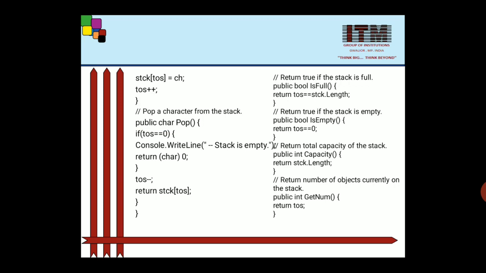And to obtain the total capacity of the stack, that is the total number of elements it can hold, call capacity. To obtain the number of elements currently used on the stack, call getNum. These methods are useful because the information they provide requires access to tos, which is private. They are also examples of how public methods can provide safe access to private members.